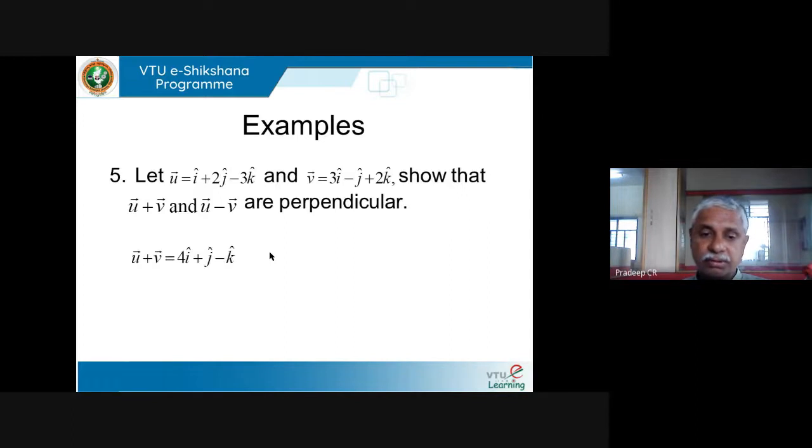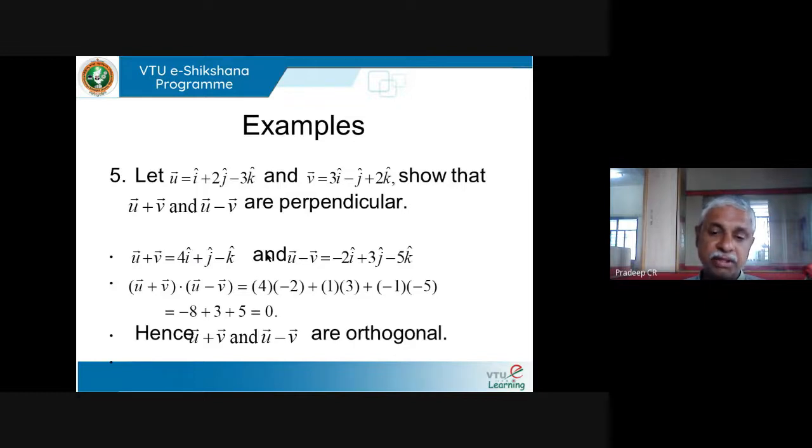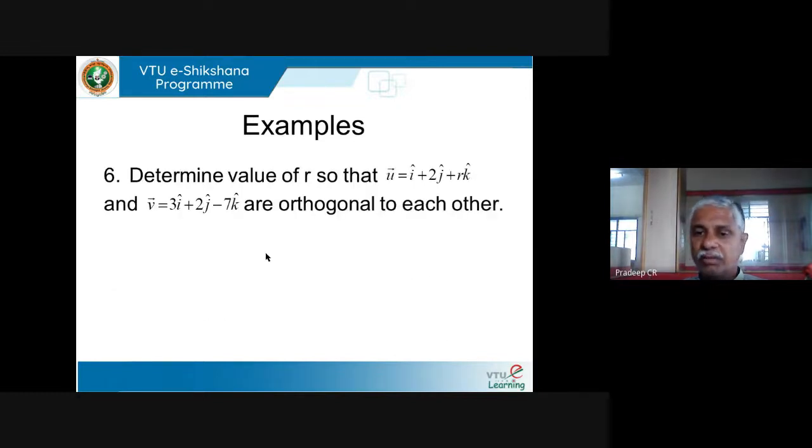So that's what I've done, the details here. So u plus v is this, u minus v is this, u plus v dot u minus v is this, which is equal to 0, and hence u plus v and u minus v are orthogonal to each other. Okay, so to show this, I won't show this picture again now. If you want, you can install GeoGebra and plot these vectors, and you will see that they are actually perpendicular. Means you can see them being perpendicular also.